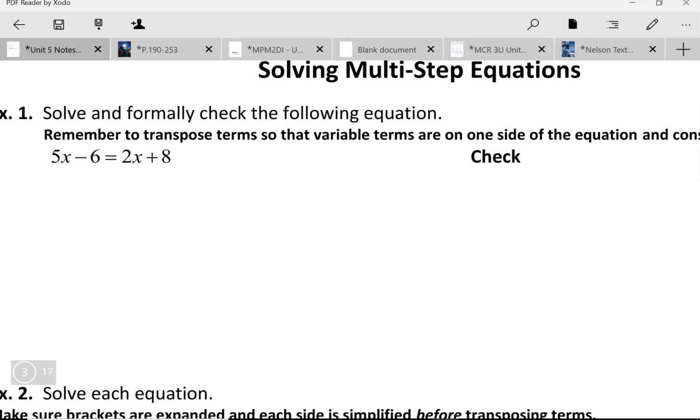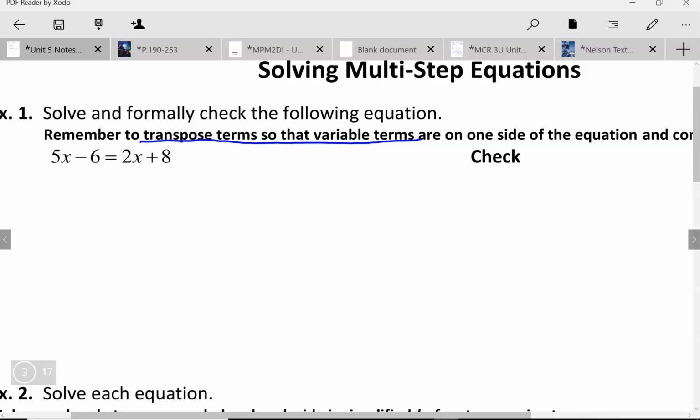Okay, so we want to transpose terms so that variable terms are on one side. So we look at this equation here. I have 5x minus 6 equals 2x plus 8. Again, I want my variables to be on one side of the equation, usually the left side. So what am I going to do here? First, I'm going to move this 2x over to this side, where it's going to be a minus 2x.